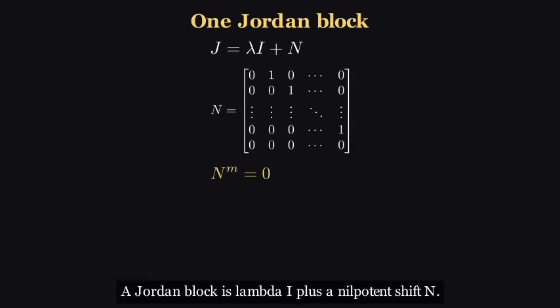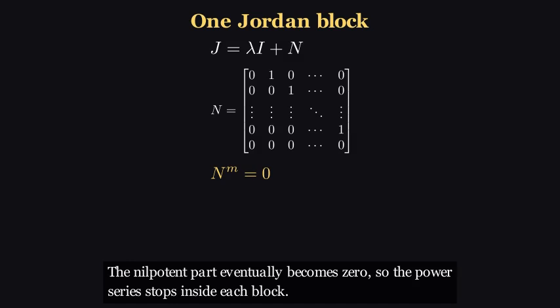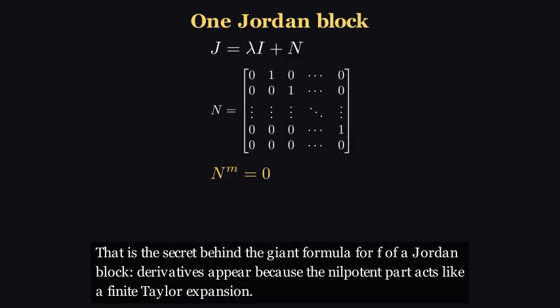A Jordan block is lambda I plus a nilpotent shift N. The nilpotent part eventually becomes 0, so the power series stops inside each block. That is the secret behind the giant formula for f of a Jordan block. Derivatives appear because the nilpotent part acts like a finite Taylor expansion.